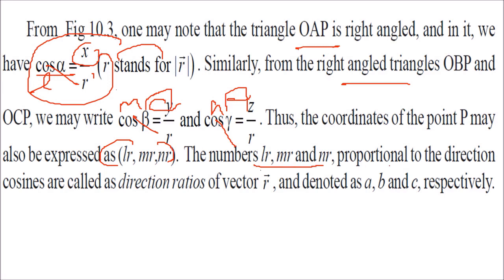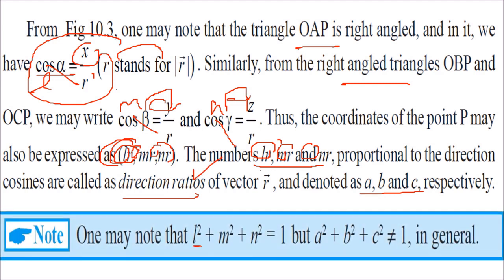So we can also represent the point P like this: LR, MR, NR. These are proportional to the direction cosines, because R is common here. And here, because we have R as common, these can be denoted by A, B, C. We call them direction ratios.